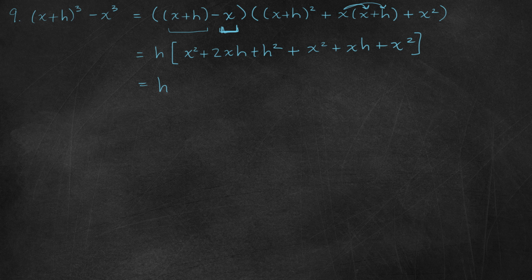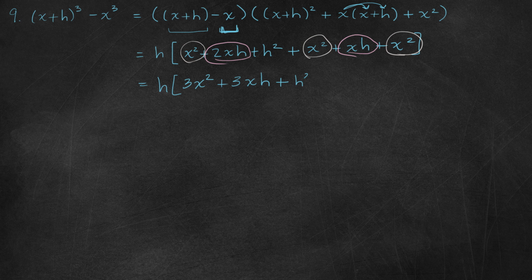And we'll combine like terms. So I have this x squared and this x squared and this x squared combined to give me 3x squared. I have a 2xh and an xh combined to give me 3xh. And then plus h squared.